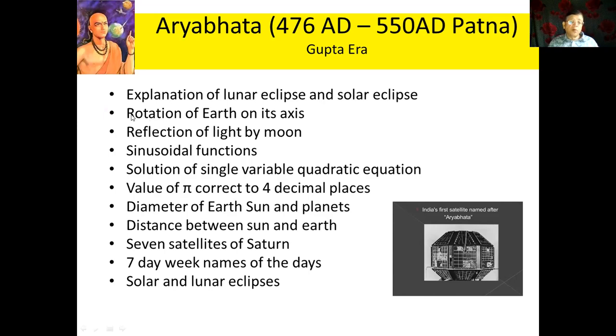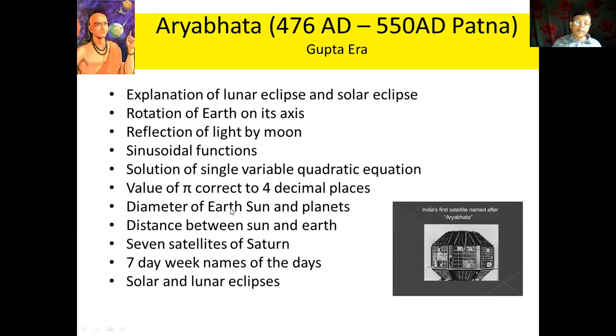Then Aryabhata wrote about the rotation of earth on its own axis. And he also wrote about reflection of light by moon, that moon doesn't have its own light. It's a reflection of the sunlight. And the sine function, actually a lot of trigonometry, Aryabhata wrote, and gave solutions of single variable quadratic equations. He could calculate the value of pi correct to 4 decimal places. Pi, you know, is the ratio between the circumference of a circle and its diameter. So that ratio he calculated very, very accurately.